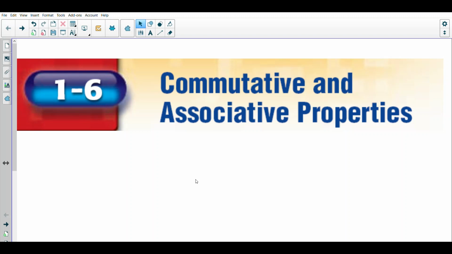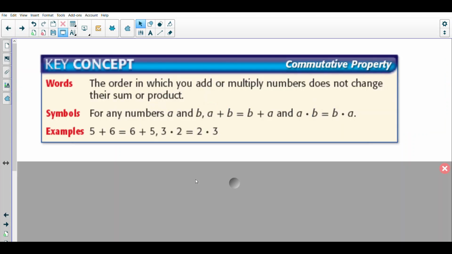In this video, we're going to look at section 1-6, commutative and associative properties. These are the properties that make math essentially a lot easier when you can recognize when to use them. The commutative property is the order in which you add or multiply does not change.